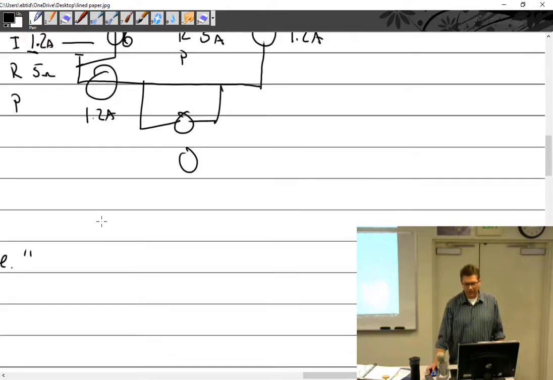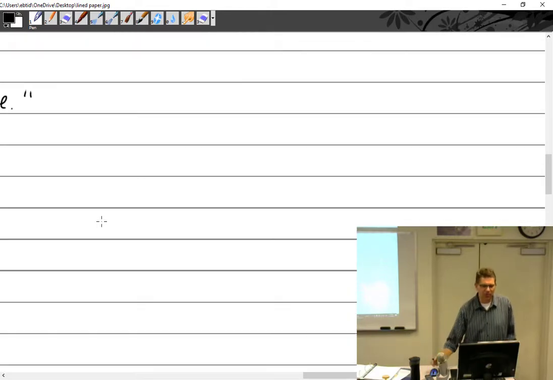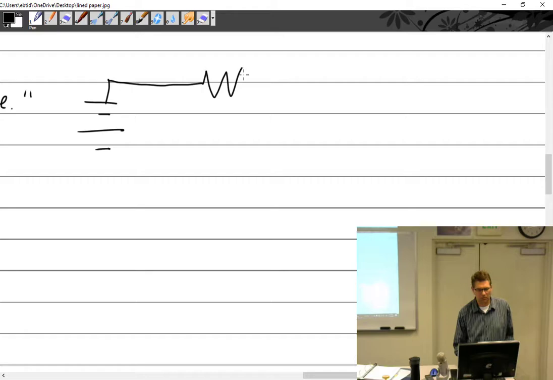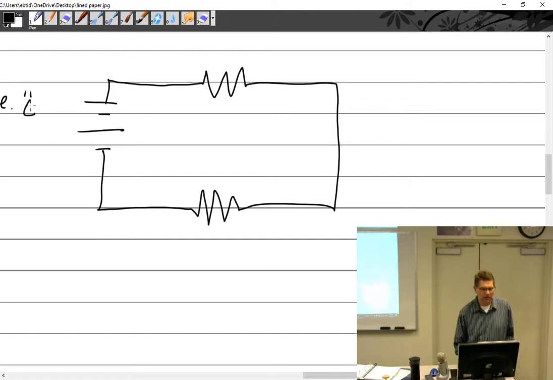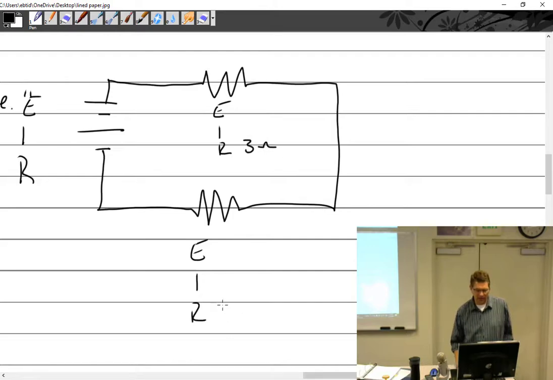All right. But sometimes it makes a little more sense if you're looking at multiple components. So if I have multiple components, I have E, I, and R. E, I, R, and E, I, and R. And I said, well, this one's going to be, I'll say this is 3 ohms, and this one can be 6 ohms. I'm just making stuff up here. And this can be 12 volts.